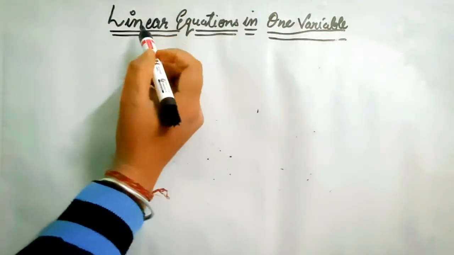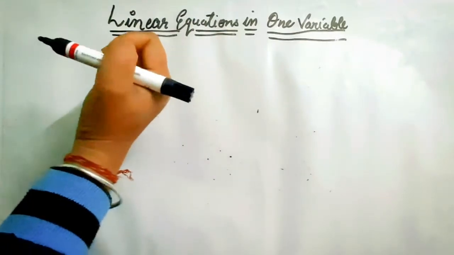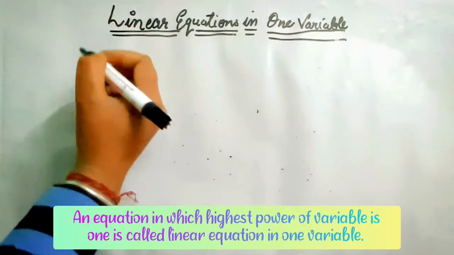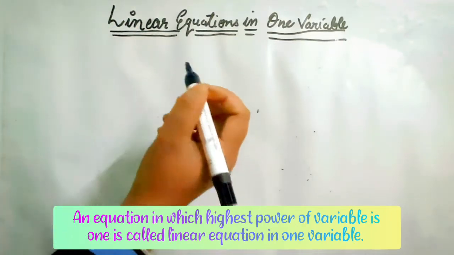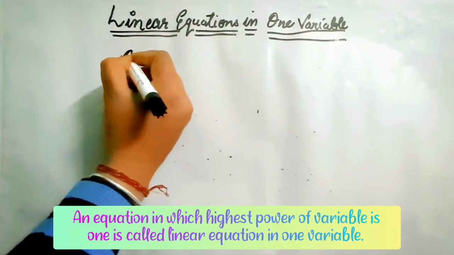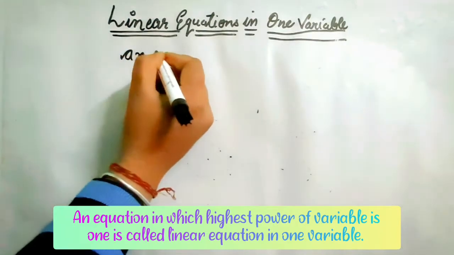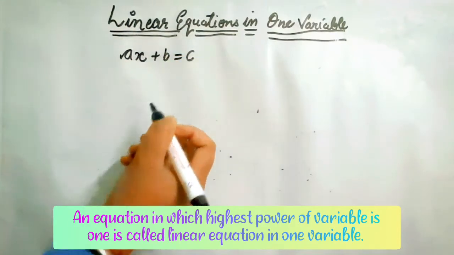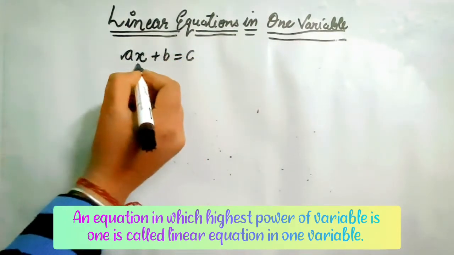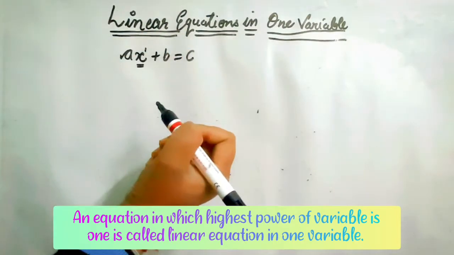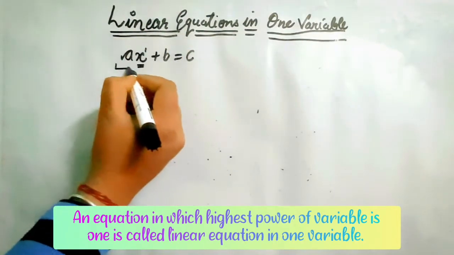So first of all, what do you mean by linear equation? An equation in which the highest power of variable is 1, means the equation in the form ax plus b equals to c, is called linear equation. Here x is the variable and its highest power is 1. Then this is called linear equation.